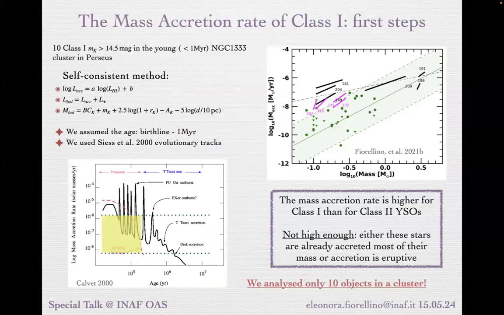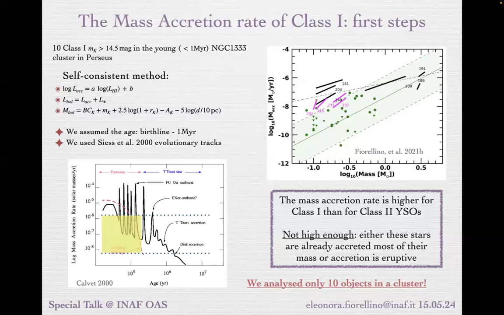Here you can see we developed a self-consistent method based on the empirical relations that I described and some assumption on the luminosity of the objects that we discuss. I assumed an age based on Spitzer's timescales, so it should be correct. And of course, to get the stellar parameters, I used evolutionary tracks.